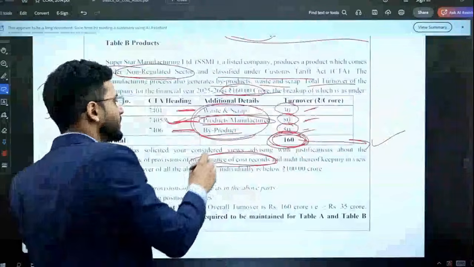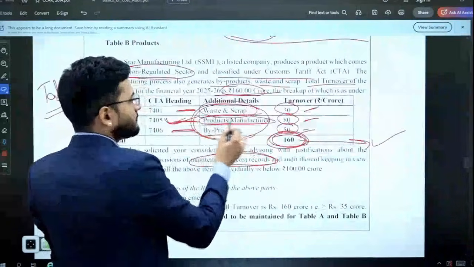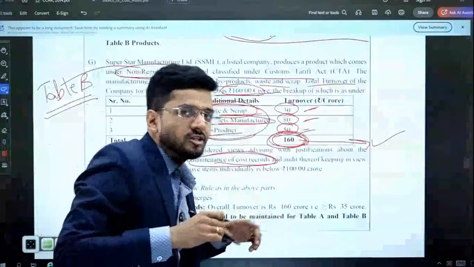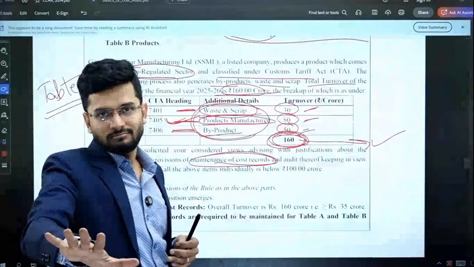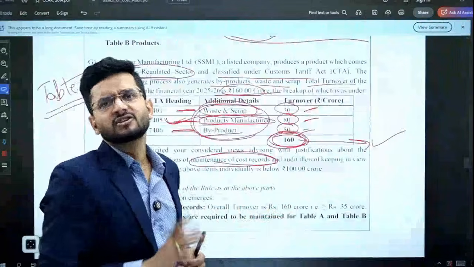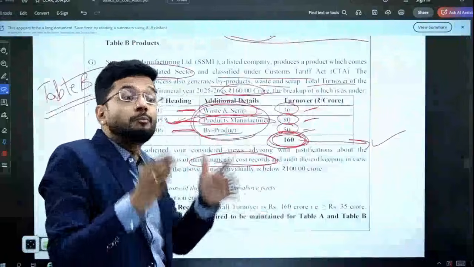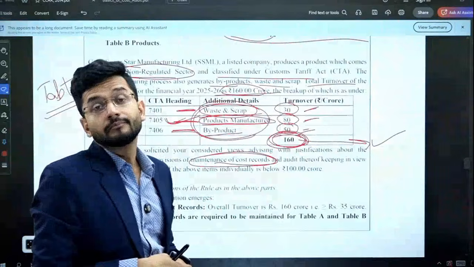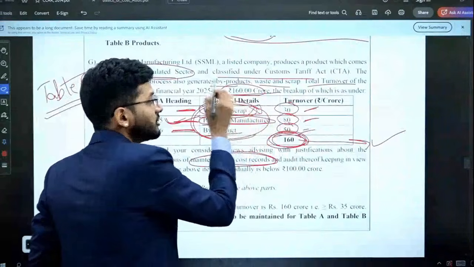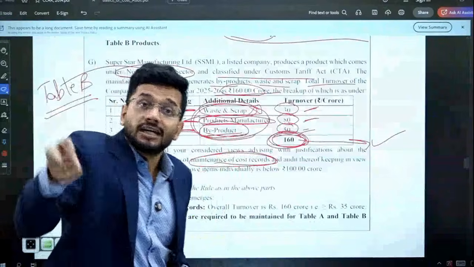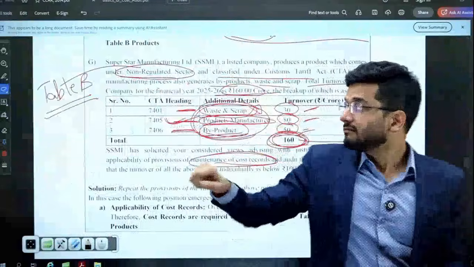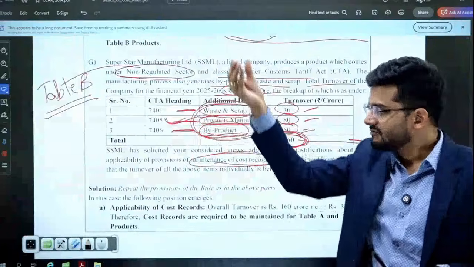It's a little complicated. Now, waste and scrap is not actually manufactured. It is a residue. It just comes out after the manufacturing process. You don't manufacture or produce waste and scrap. So this will definitely not be covered under rule 3. But byproducts, you deliberately make them because they are of value. Waste and scrap is of very less value. But byproducts are valuable. Therefore, you deliberately make them.